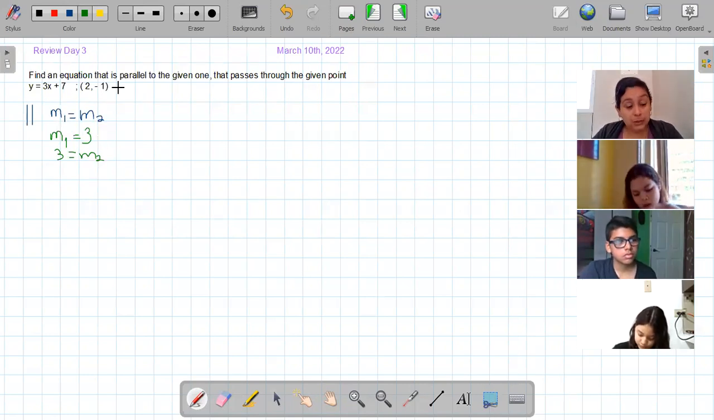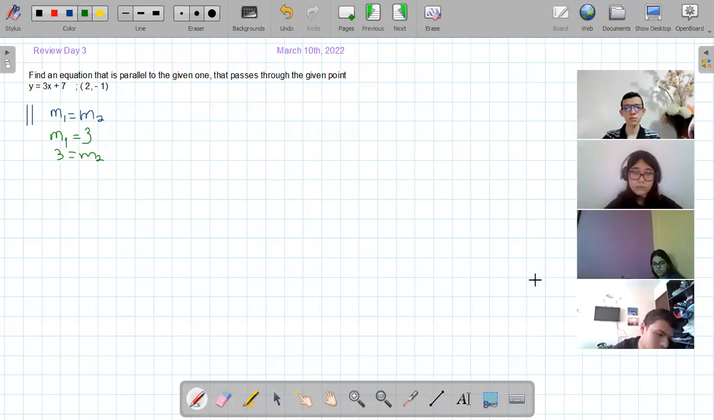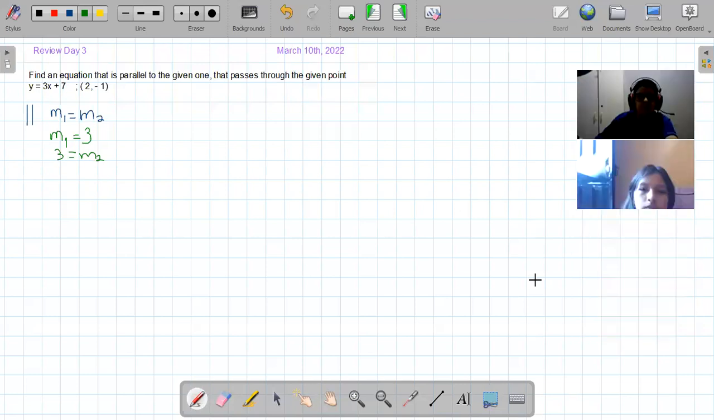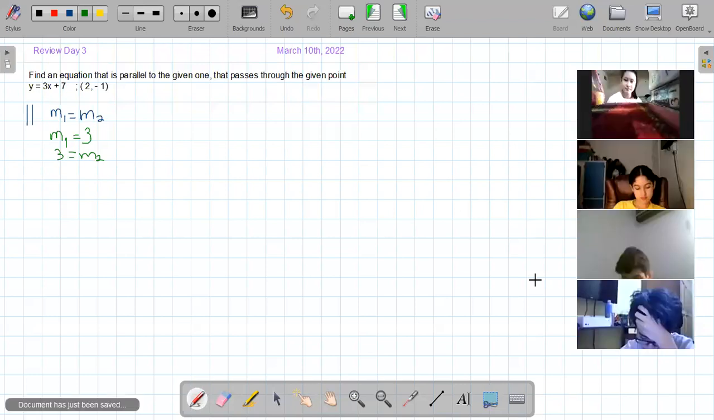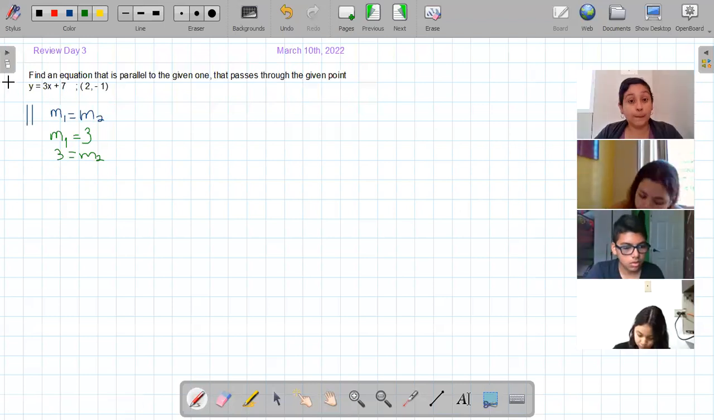We have our point. How do we write the equation? Are we going to use the slope-intercept form, or are we going to use another form? The point-slope form. Very good. What is the equation for the point-slope form?